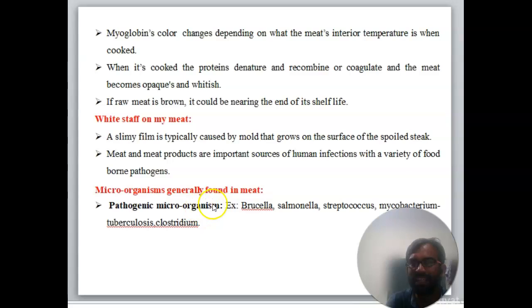So microorganisms generally found in meat. What are the microorganisms? Bacillus, Salmonella, Staphylococcus, Mycobacterium tuberculosis, Plasmodium. These are the major microorganisms you can generally find especially in meat. One is Bacillus, Salmonella, Streptococcus, Mycobacterium tuberculosis and Clostridium. These are the microorganisms you will find in the meat.